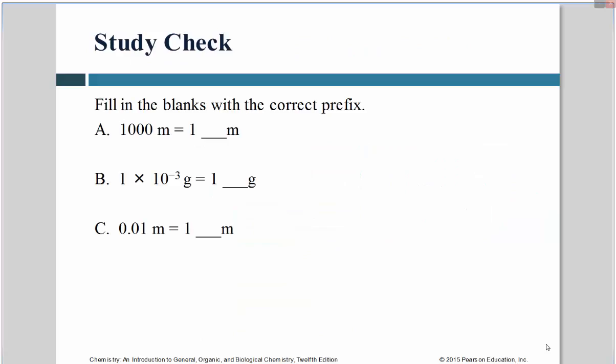All right, so we can fill in these blanks here. 1,000 meters is the same as 1 kilo, because 1,000 goes with kilo. This 0.1 times 10 to the negative 3 is the same thing as 0.001. That's going to be a small one. So 0.001 is milli. And then 0.01 is the same thing as centi.